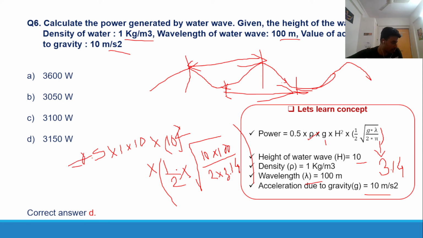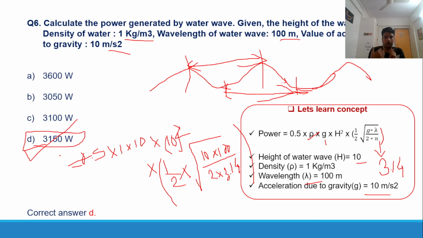So how much is this if we calculate all these things? Let me calculate also. You guys also continue and answer in the chat box. I want to see who calculates first. So 0.5 into 10 into 100, into 5, it's 250, and it's approximately equal to 3150 watt, the correct answer. You guys also calculated, how much is the correct answer? 3150.